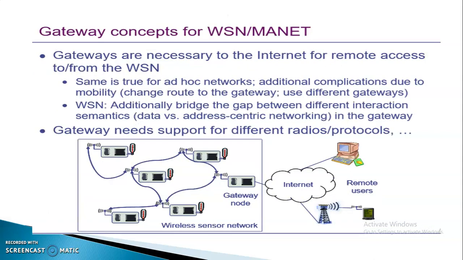Then the gateway concept. The next one is about the gateway concept. It is necessary for the internet for remote access. So you have remote users and the internet, and through the gateway node they transfer the data to the WSN. Some additional complication is due to mobility. So there is bridging the gap between the different interactions, and how the gateway node is connected via the internet to the WSN.